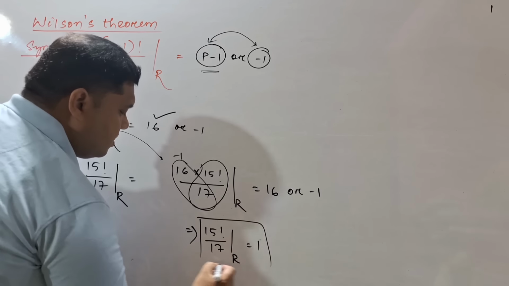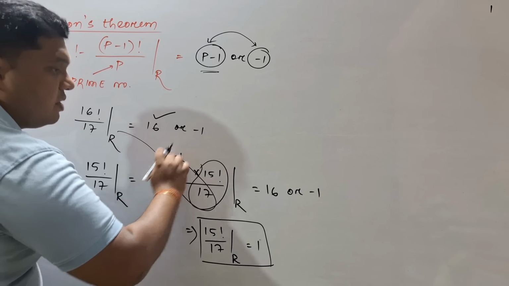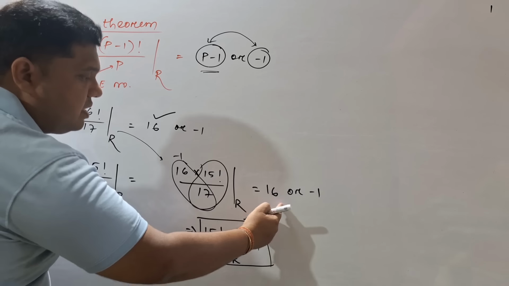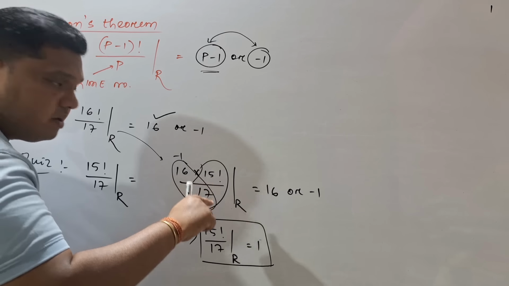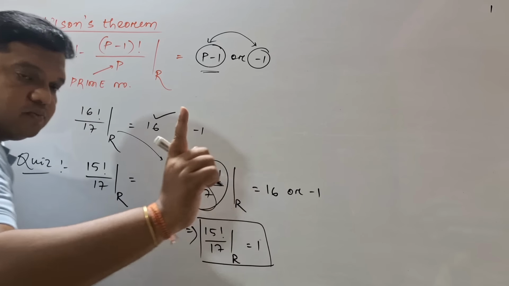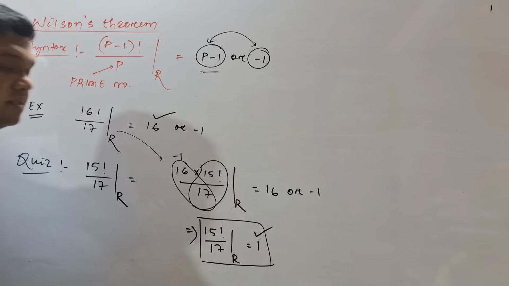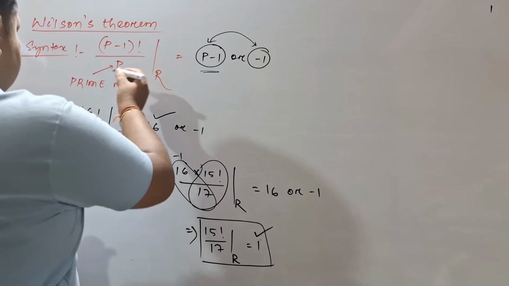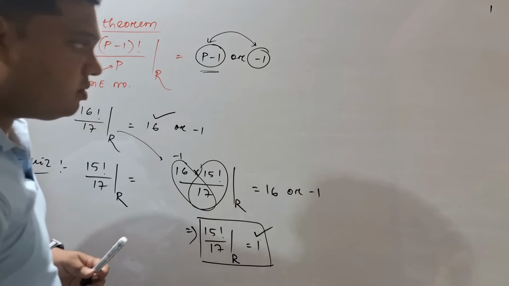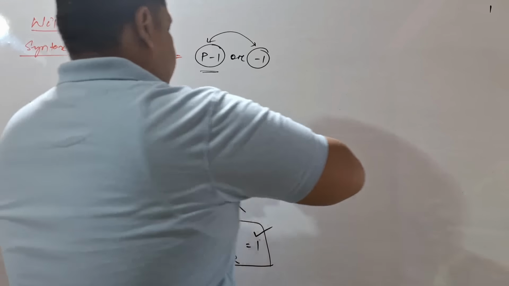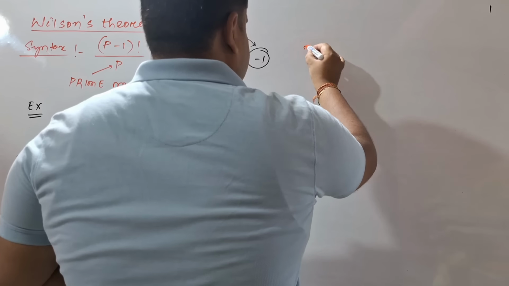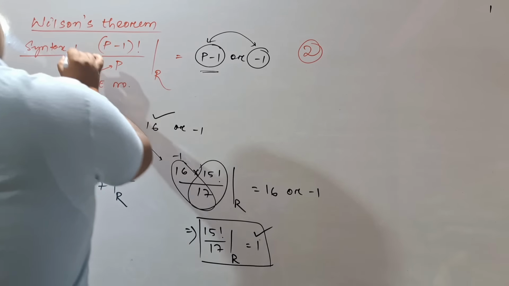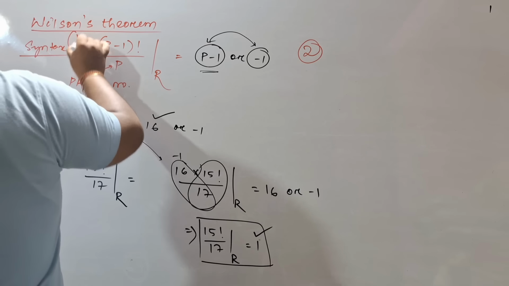Why 1? I take this minus 1 to the right hand side, minus 1 by minus 1 is 1. So the final answer is 1. So under Wilson's theorem, the second important formula you can remember in this way. This is the first one.